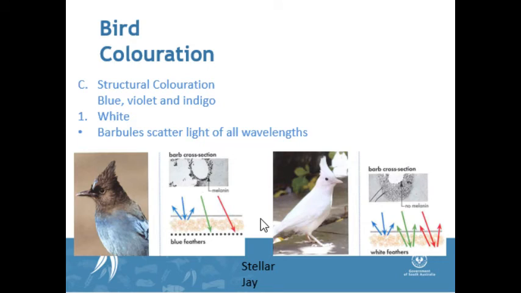Now, if I've got white light coming onto this feather, the collagen causes the blue light to reflect. So it hits the feather and bounces back like a mirror.